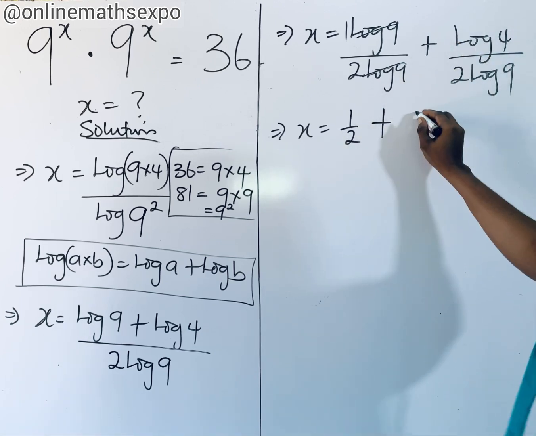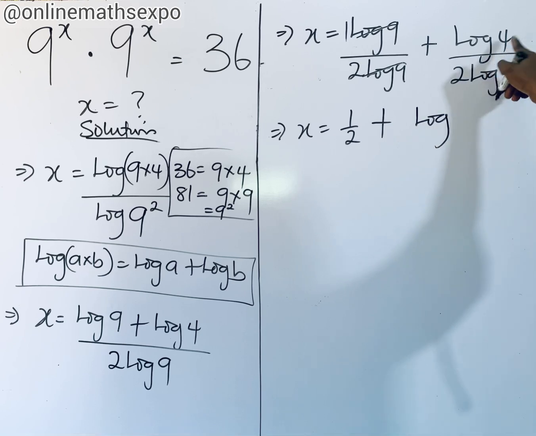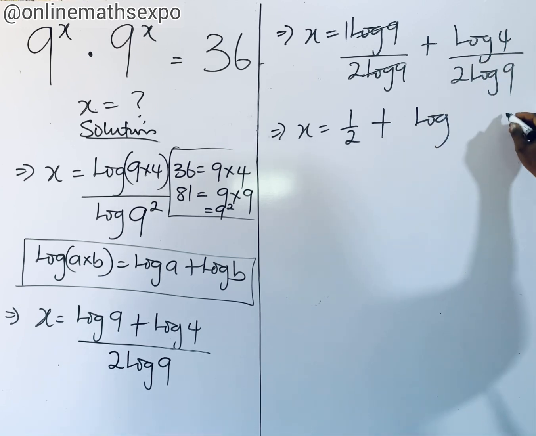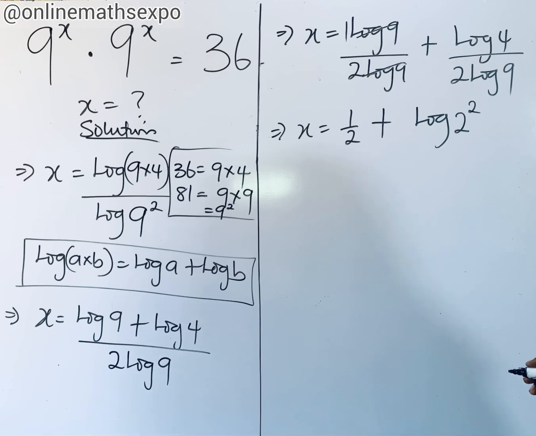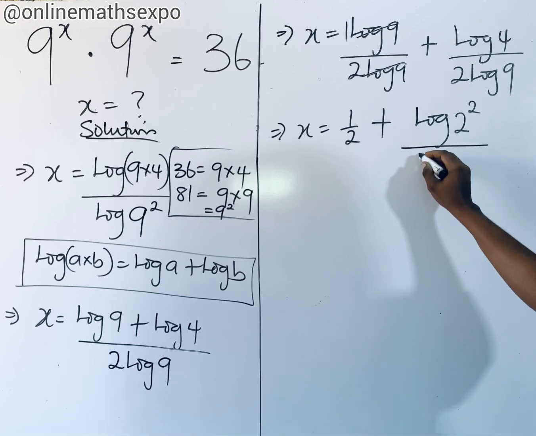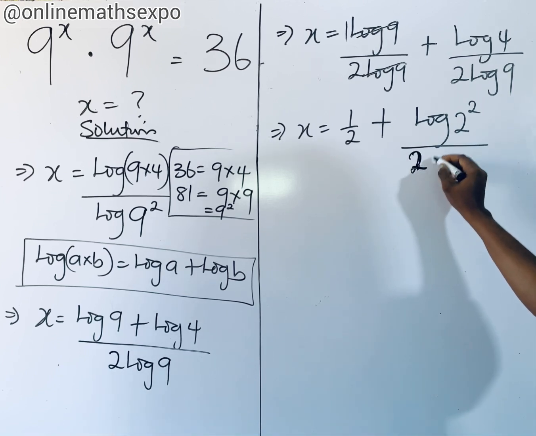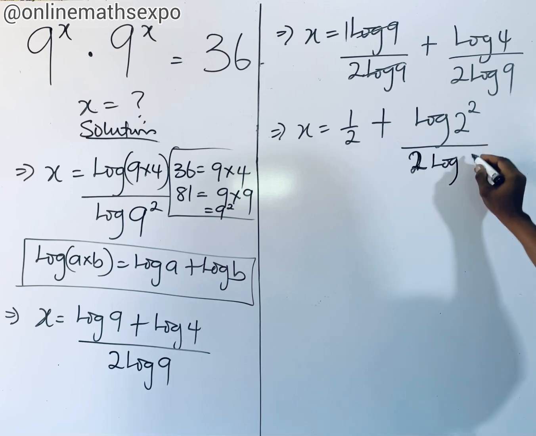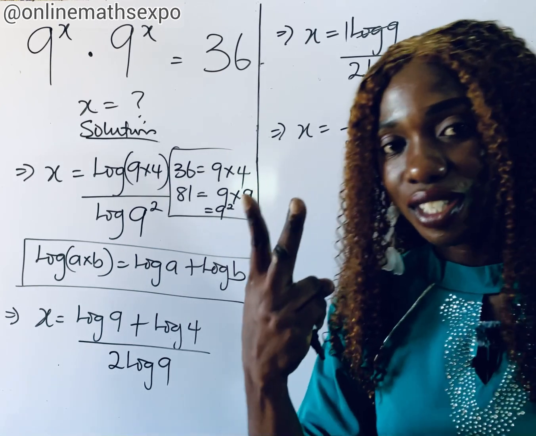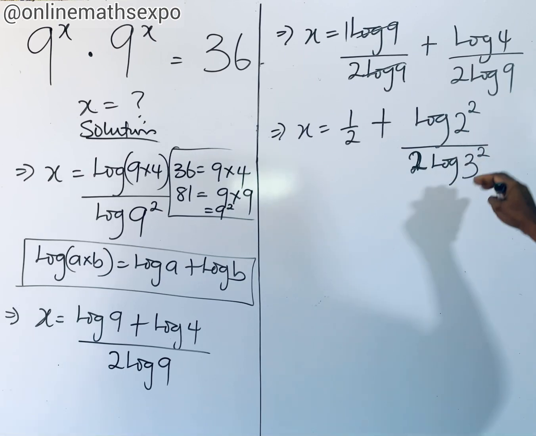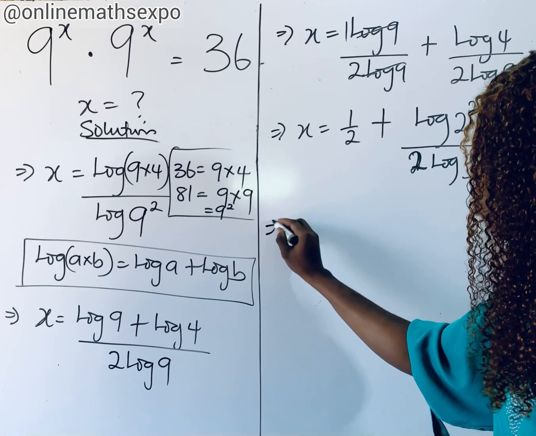This is also log of, now this 4, you know that 4 is the same as 2 to the power of 2. I hope you've not forgotten. And this is divided by 2 of log of 9 is the same as 3 to the power of 2. When you multiply 3 2 times, it gives you 9. So in that case, you keep simplifying.